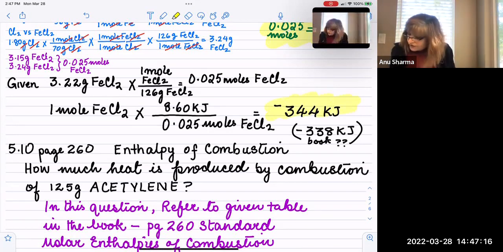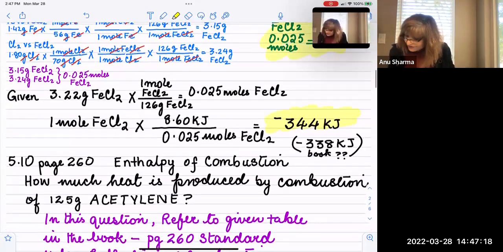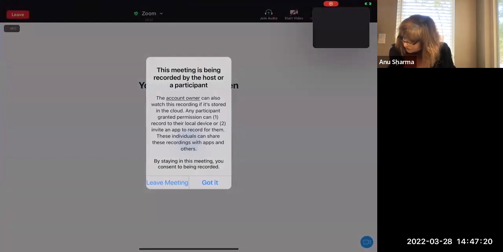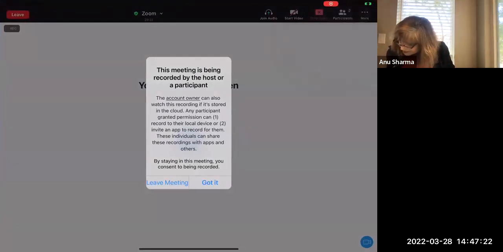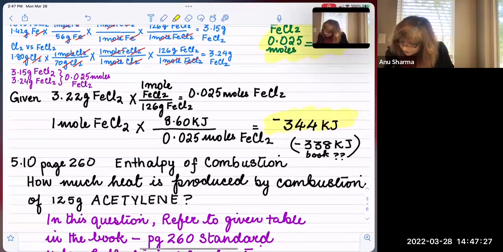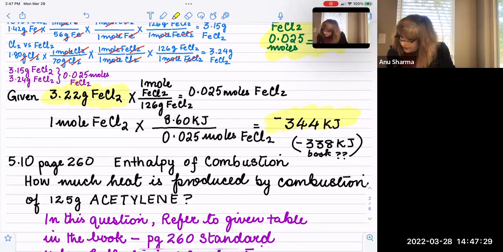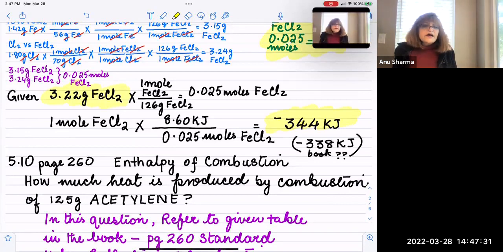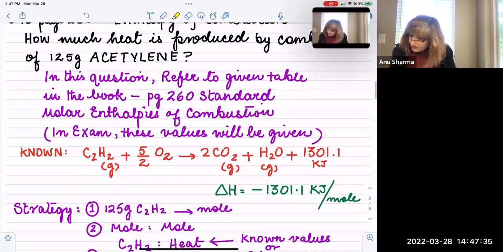So even if you do the limiting reactants, you still get the same answer. So just using what is given to us, we are able to get that. Okay, now let's look at the next problem, which relates to the enthalpy of combustion.